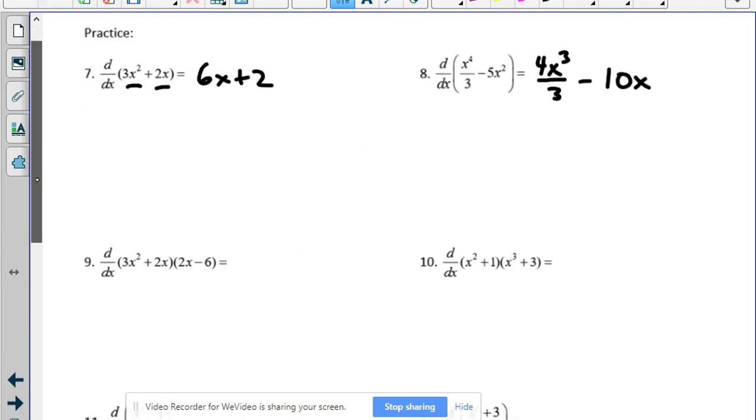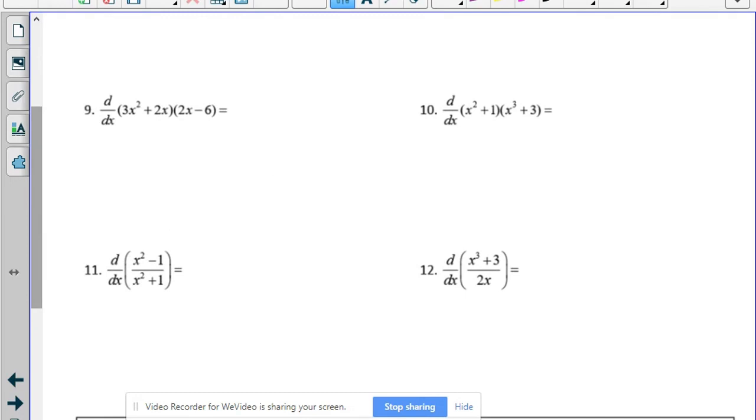In number 9, this one looks like a product rule, so the derivative of the first is going to be 6x plus 2 times the second, which is 2x minus 6, plus the derivative of the second, which is 2, times the first, which is 3x squared plus 2x. Could I simplify this? Absolutely.